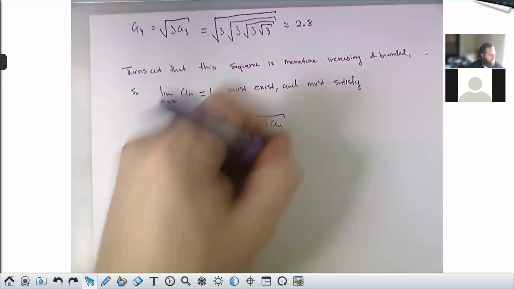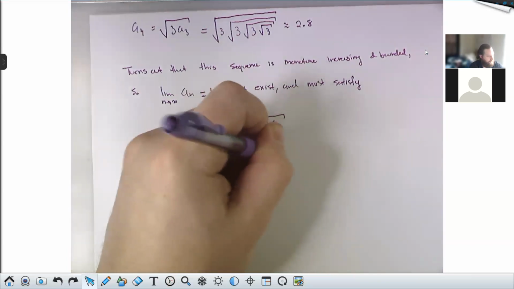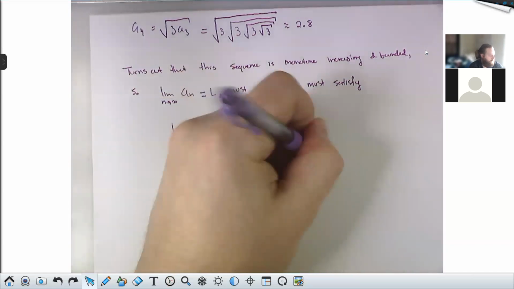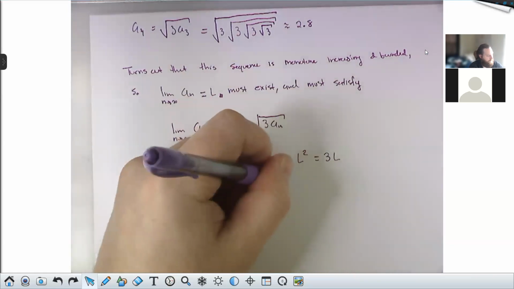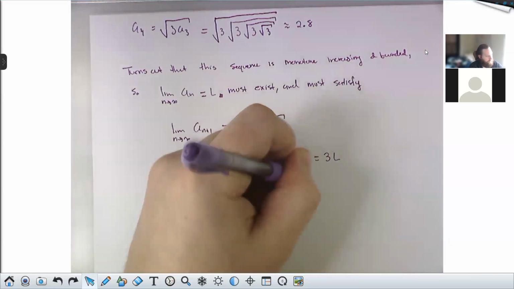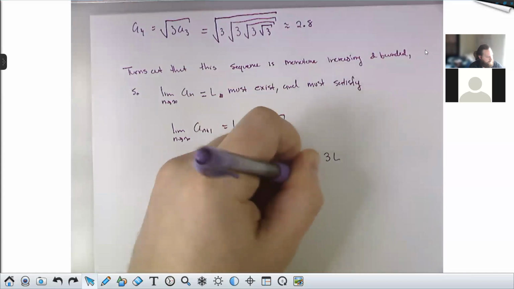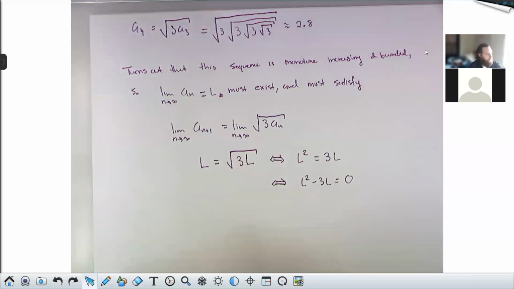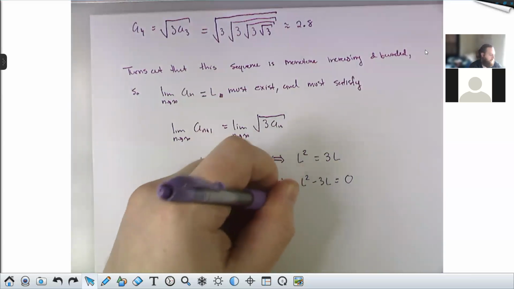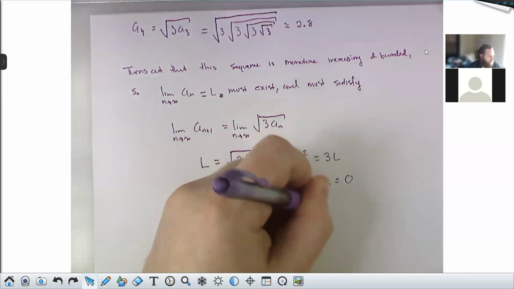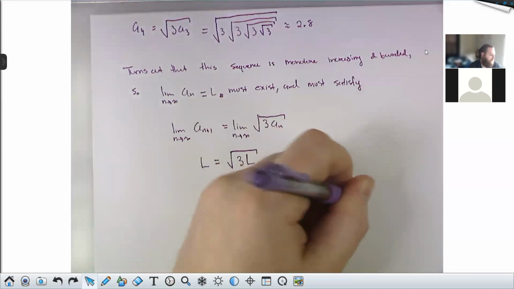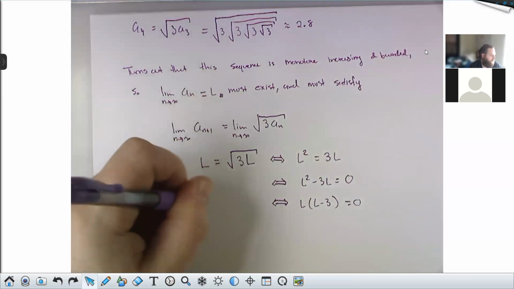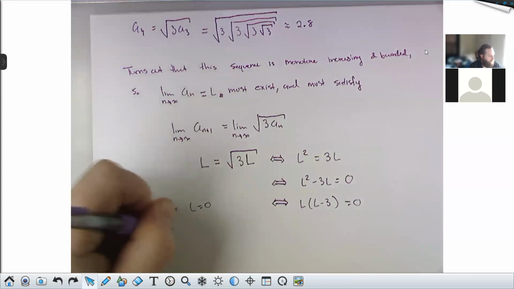Square both sides. You get L squared equals 3L. So subtract 3L from both sides. You get L squared minus 3L equals 0. Factor an L. You get L times (L minus 3) equals 0. So either L equals 0 or L equals 3.